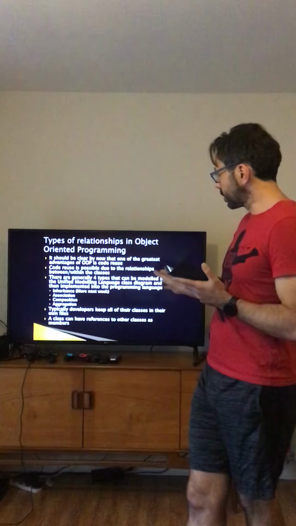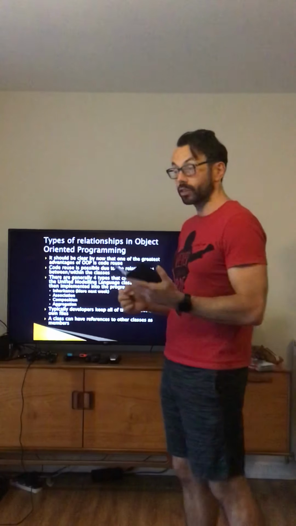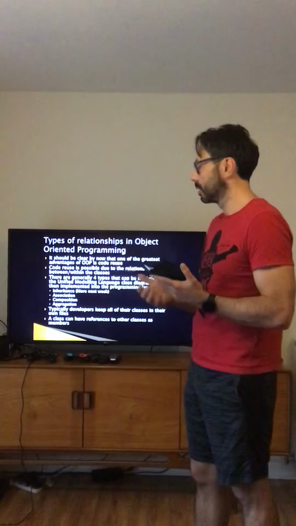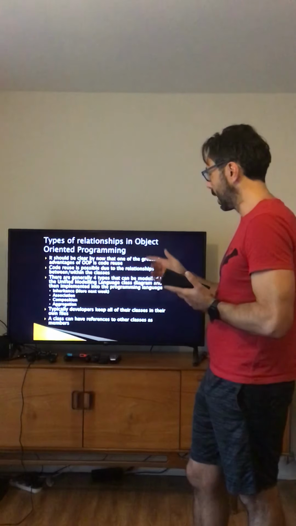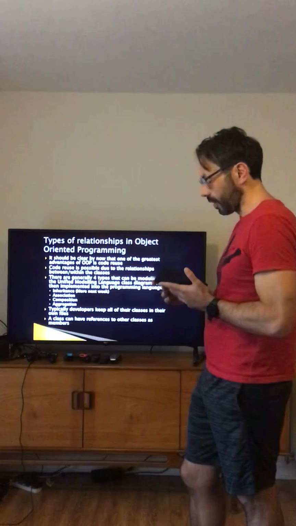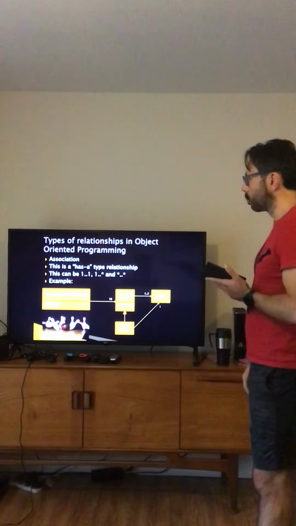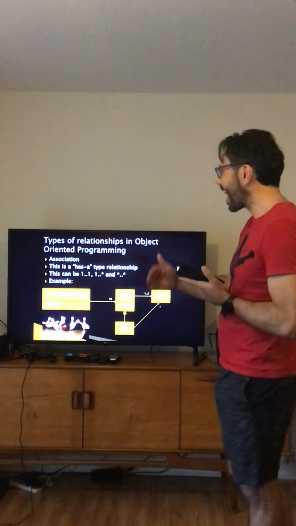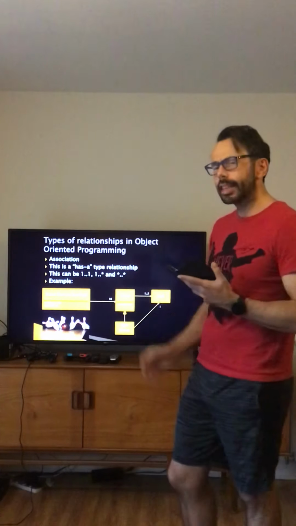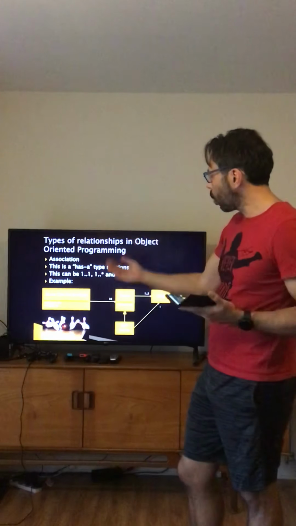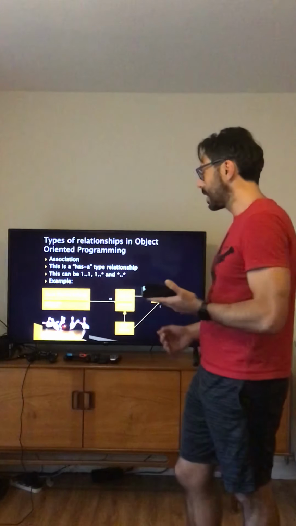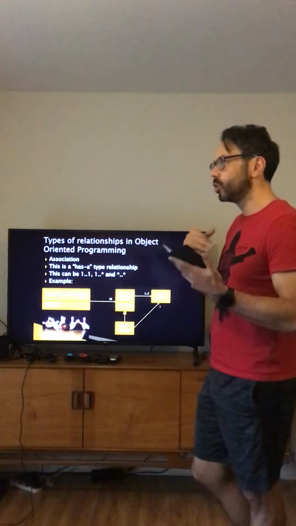So typically developers keep all of their classes in their own files, basically each file per class. And a class can have references to other classes and members. So types of relationship and object association: this is a HAS-A type of relationship, and this can be one-to-one, one-to-many, many-to-many. Now this is your design, this is how you see things.